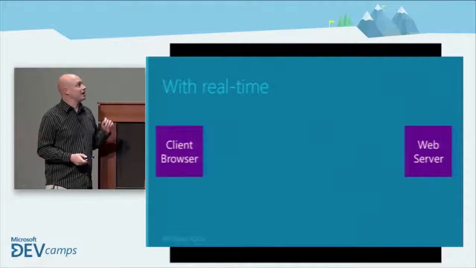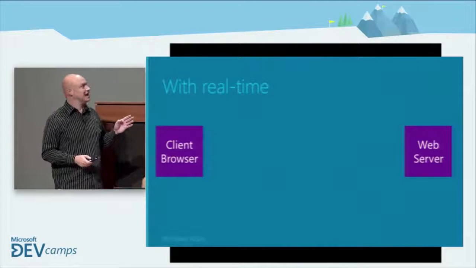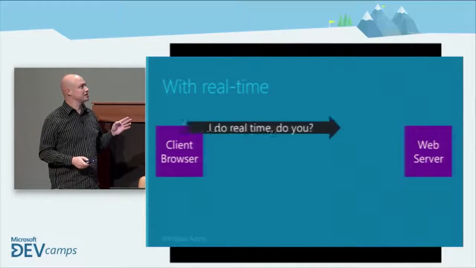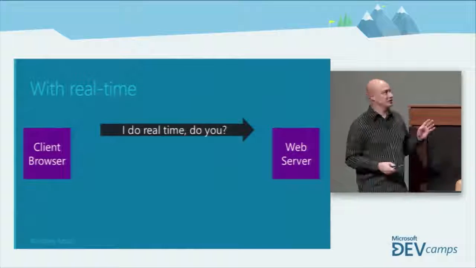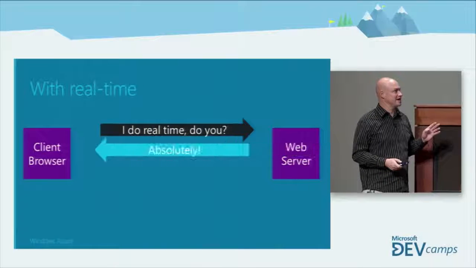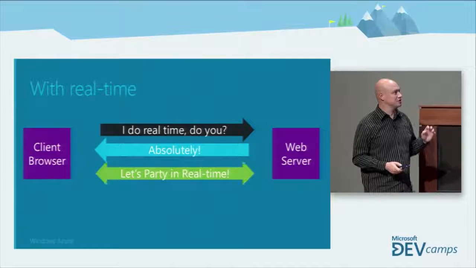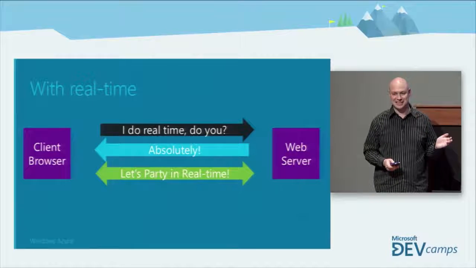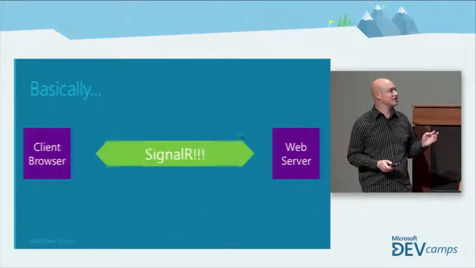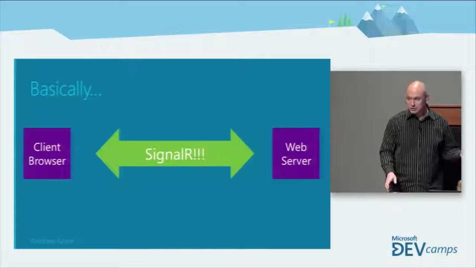So with real time, instead what we do is the client browser says, hello, I'm a modern browser. Can we do real time? And the server says, yes, please. And so then they just do that, right? So this is a lot simpler. Now this is a two-way connection. And what we use here is SignalR.